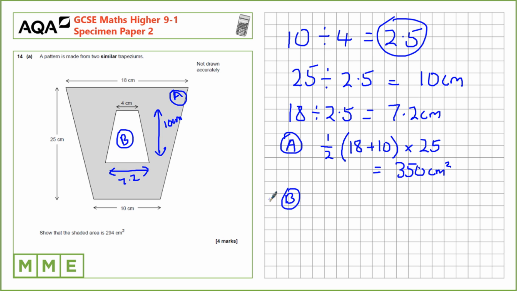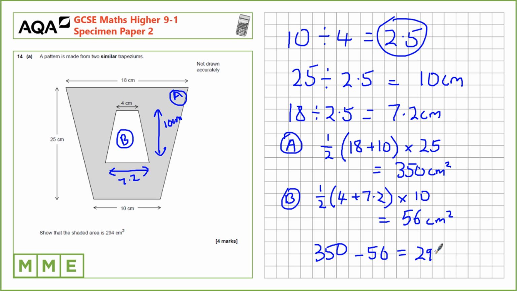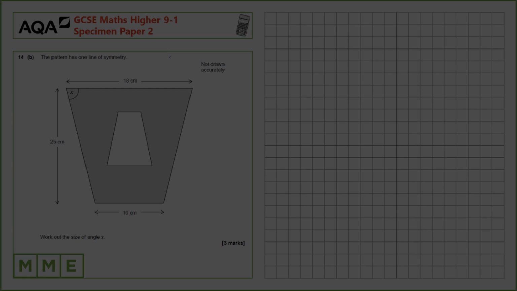For the small shape, we'll do the same thing. So the average of the two parallel sides, that's 4 plus 7.2, multiplied by the height of 10, which gives us an area of the small shape of 56 centimeters. Finally, to find the area of the shaded area, we just need to take the small one away from the large shape since the small one is completely inside it. So 350 minus 56 equals 294 centimeters squared.